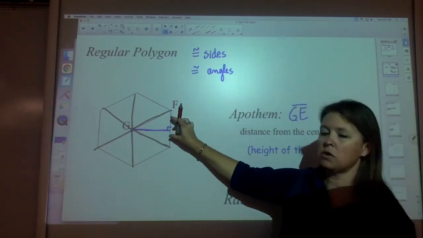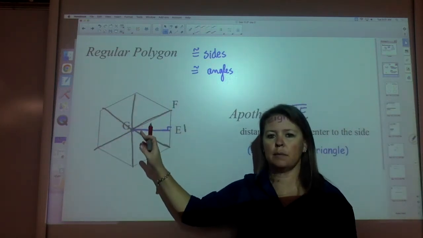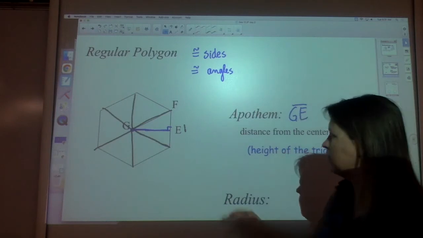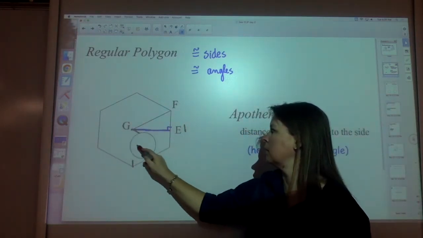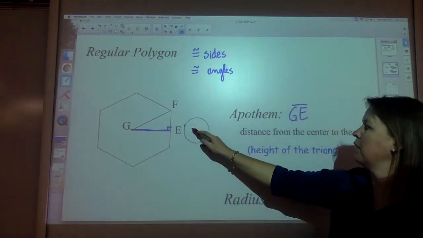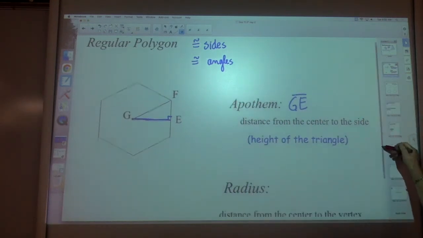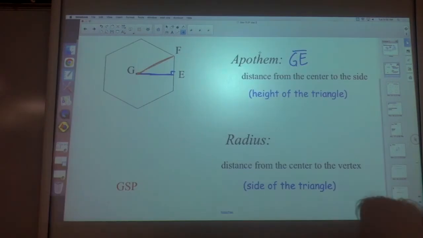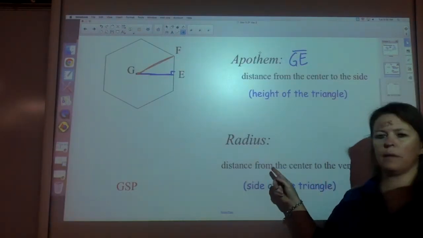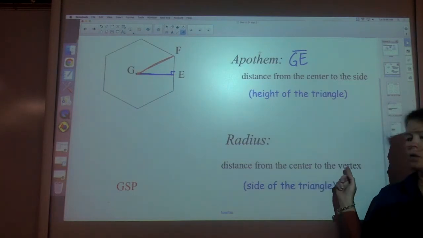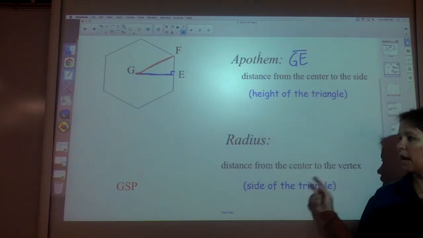So if we can find one triangle, then we can multiply it, in this case, times 6. If it's a pentagon, we multiply it times 5. If it's a dodecagon, we multiply it times 12. So we have to know where the apothem is measured, and then the radius, as I was saying, is the distance from the center to the vertex. The distance from the center to the vertex.